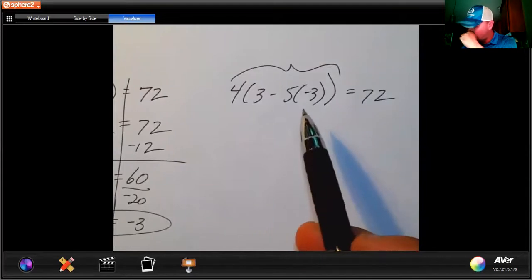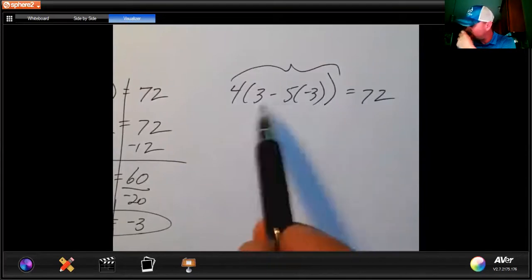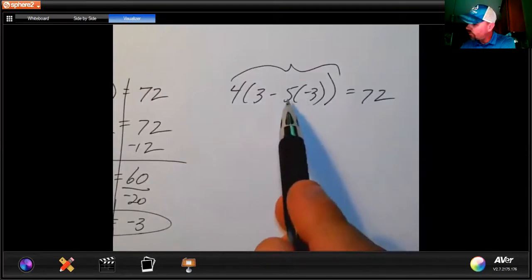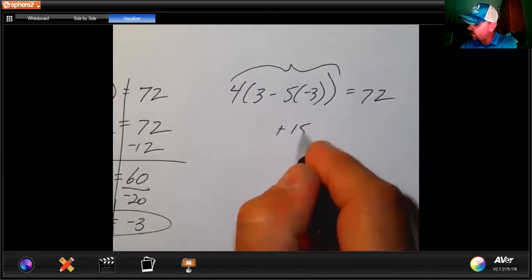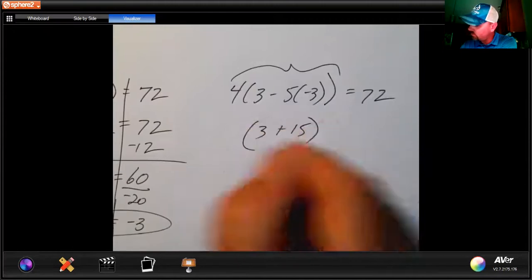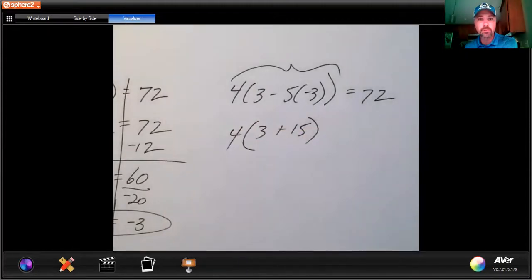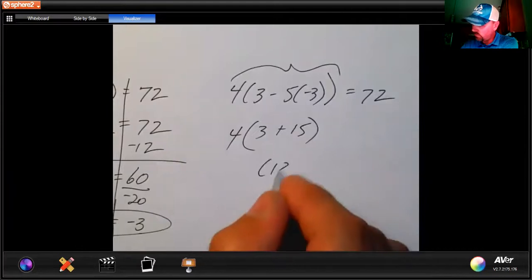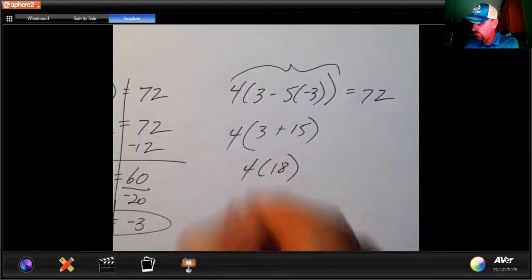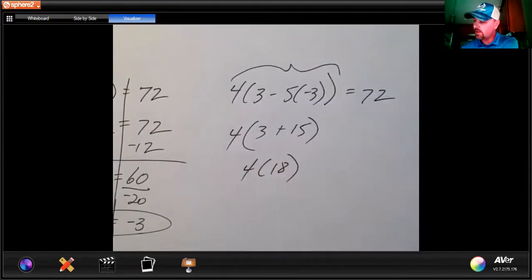So here, let's do 5 times, and actually this is a negative 5 times negative 3 is a positive 15. Okay, I'm going to bring my stuff back down. Positive 15 plus 3 is 18. 4 times 18 equals 72.